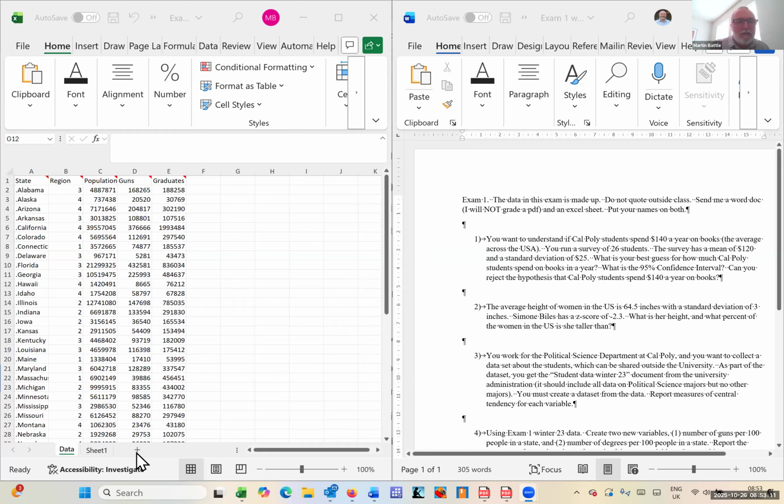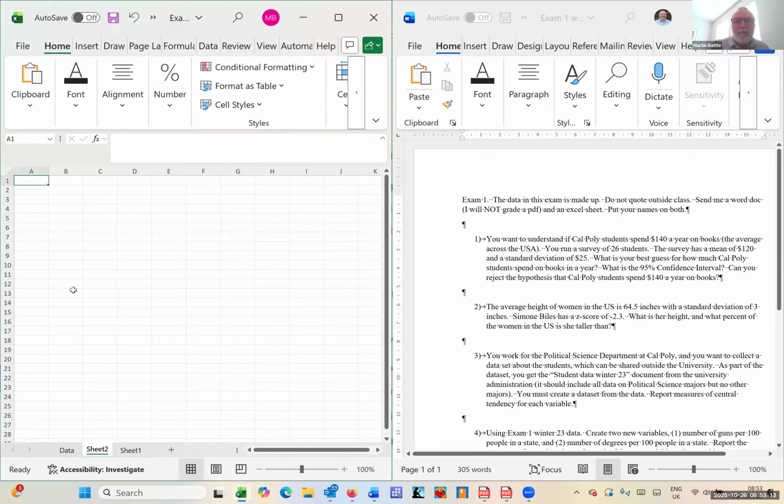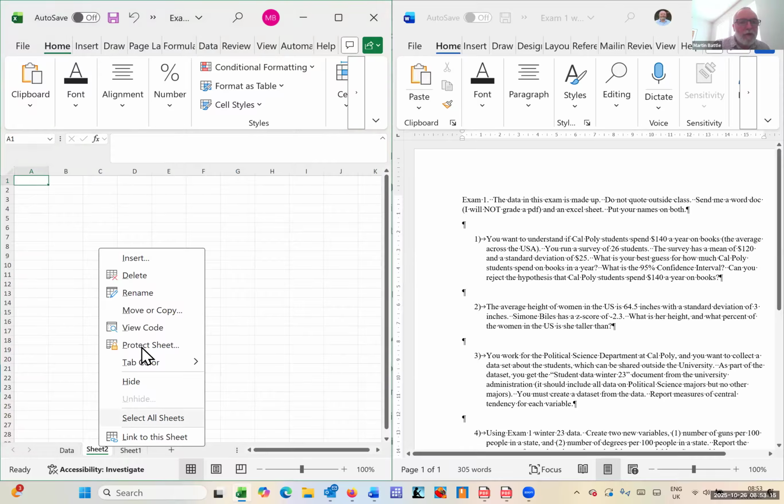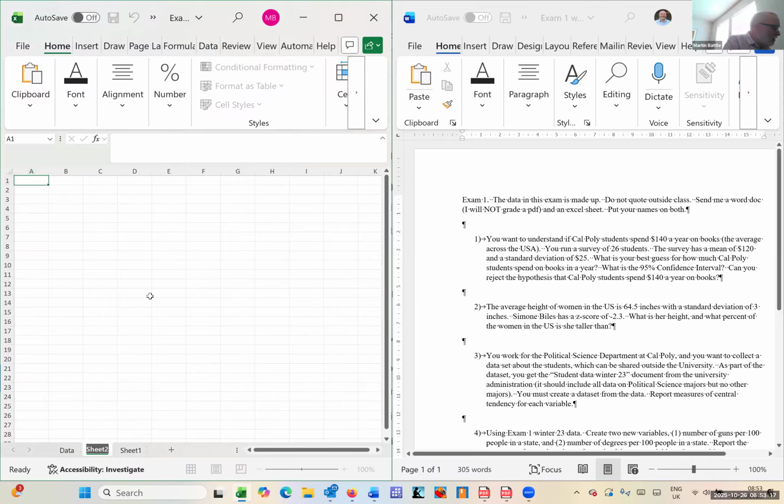So I'm going to do the questions in turn. Firstly, I'm going to call this question one, rename this Q1. So this is, you want to understand if Cal Poly students spend $140 a year, the average across the United States. You run a survey, 26 students. Survey mean is 120, standard deviation of 25. What's your best guess for how much Cal Poly students spend on books a year? What's the 95% confidence interval? Can you reject the null hypothesis?